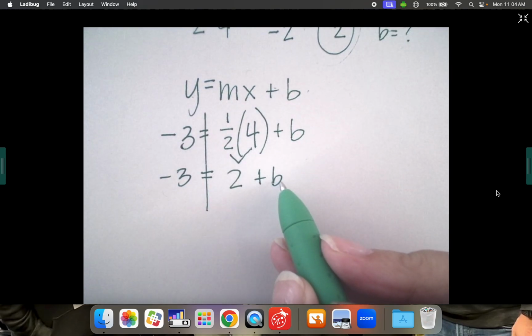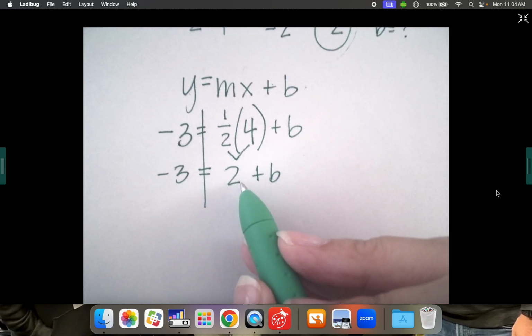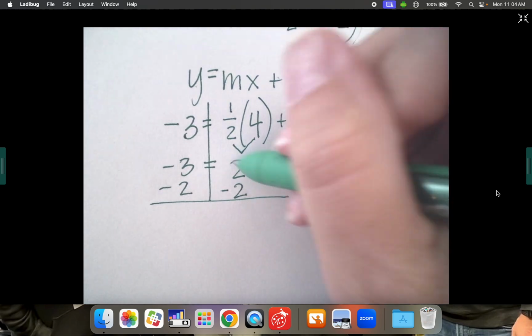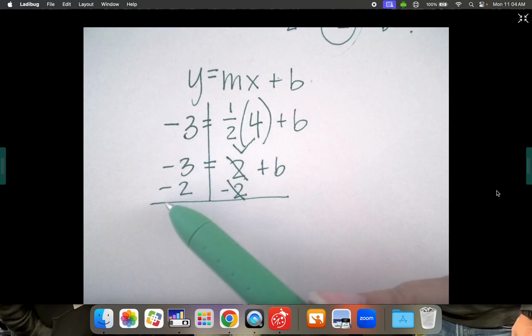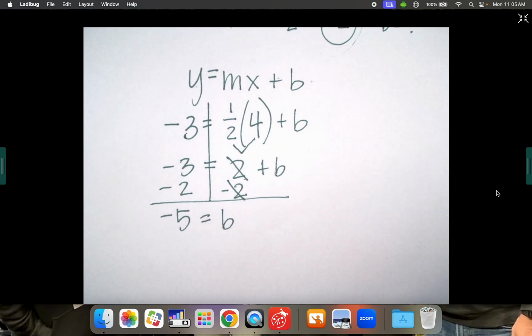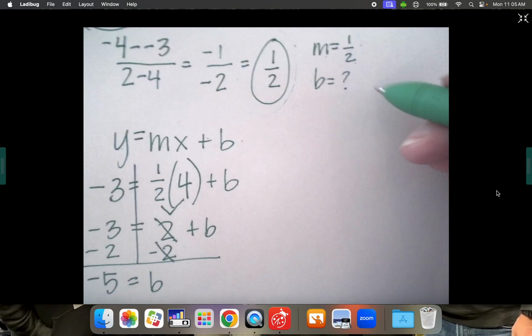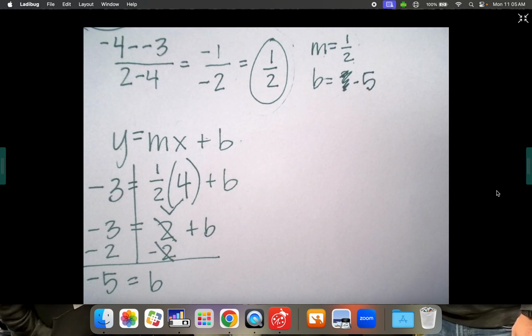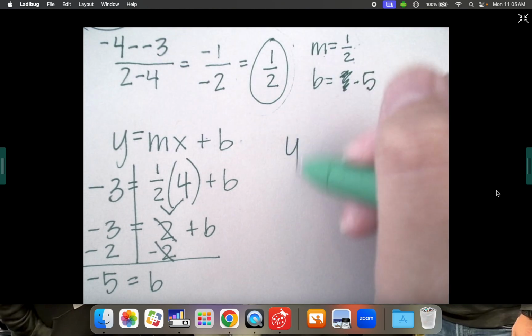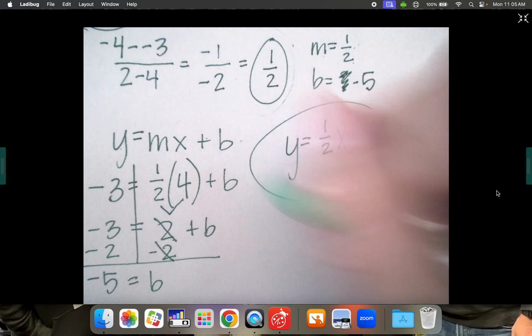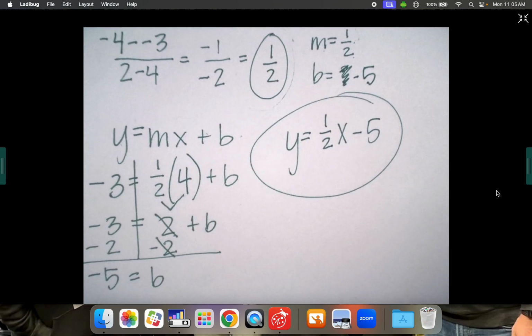To get b by itself, you have to get rid of +2 by subtracting it on both sides. -3 minus 2 is -5. So now I know that b is -5. So instead of this question mark, I know that it is -5. Now that I know my m and my b, I'm going to put together an entire equation, and we're going to call it y equals half x minus 5. This is how to do these problems.